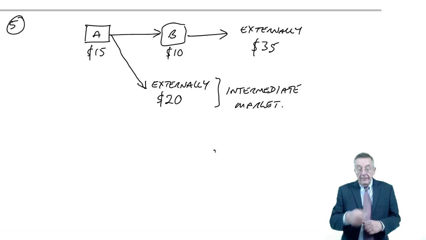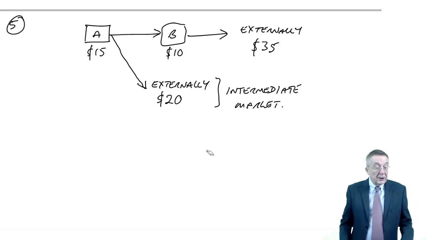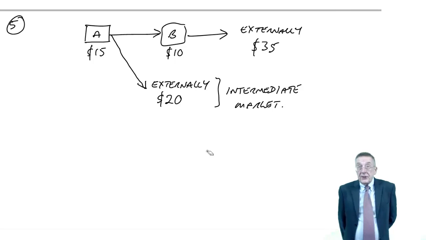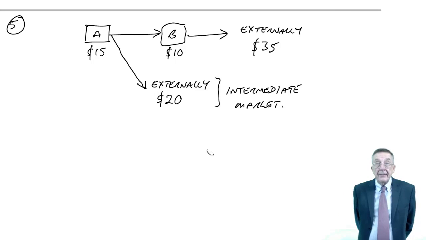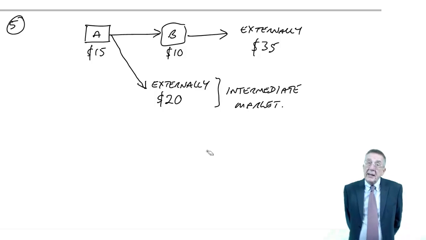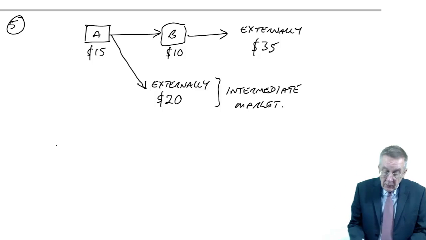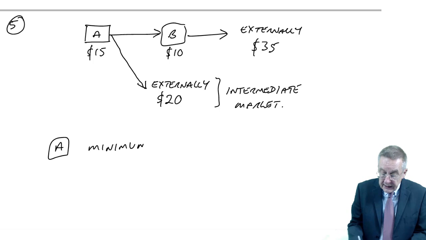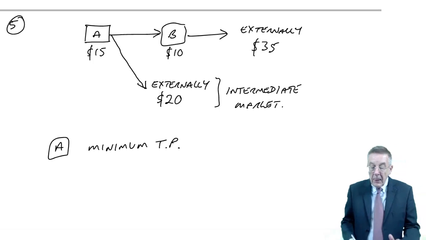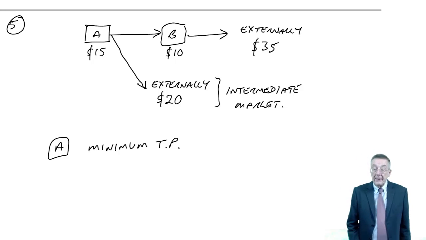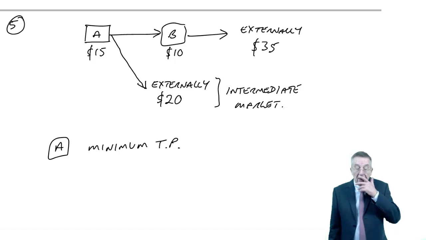Well, what's going to happen? Remember, what we want to know, A can supply the goods to B, obviously, but we need to know a sensible transfer price. We need to know the minimum. Let's look at A first. What's the minimum price at which they're prepared to sell to B? Well, I don't know, maybe you came up with an idea instantly, but think about it.